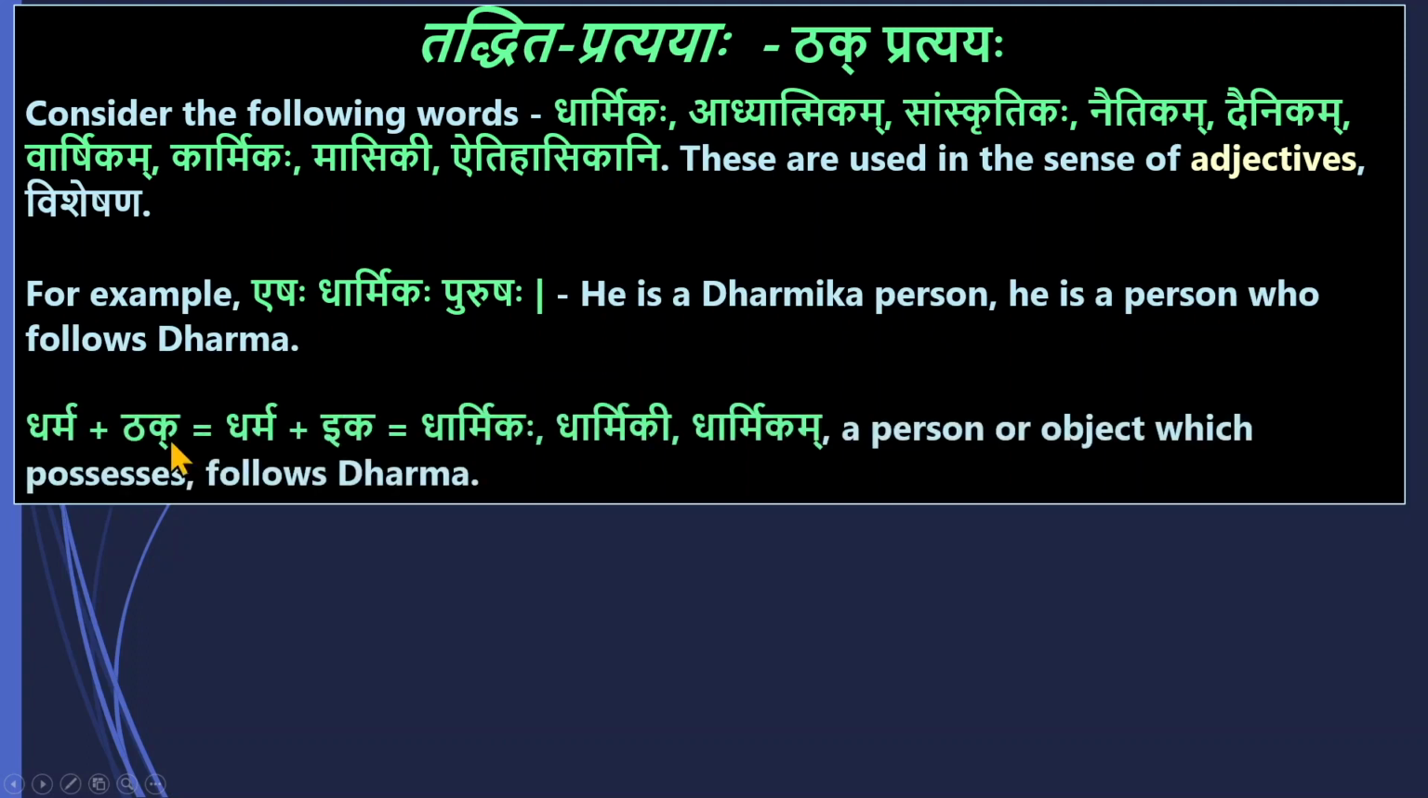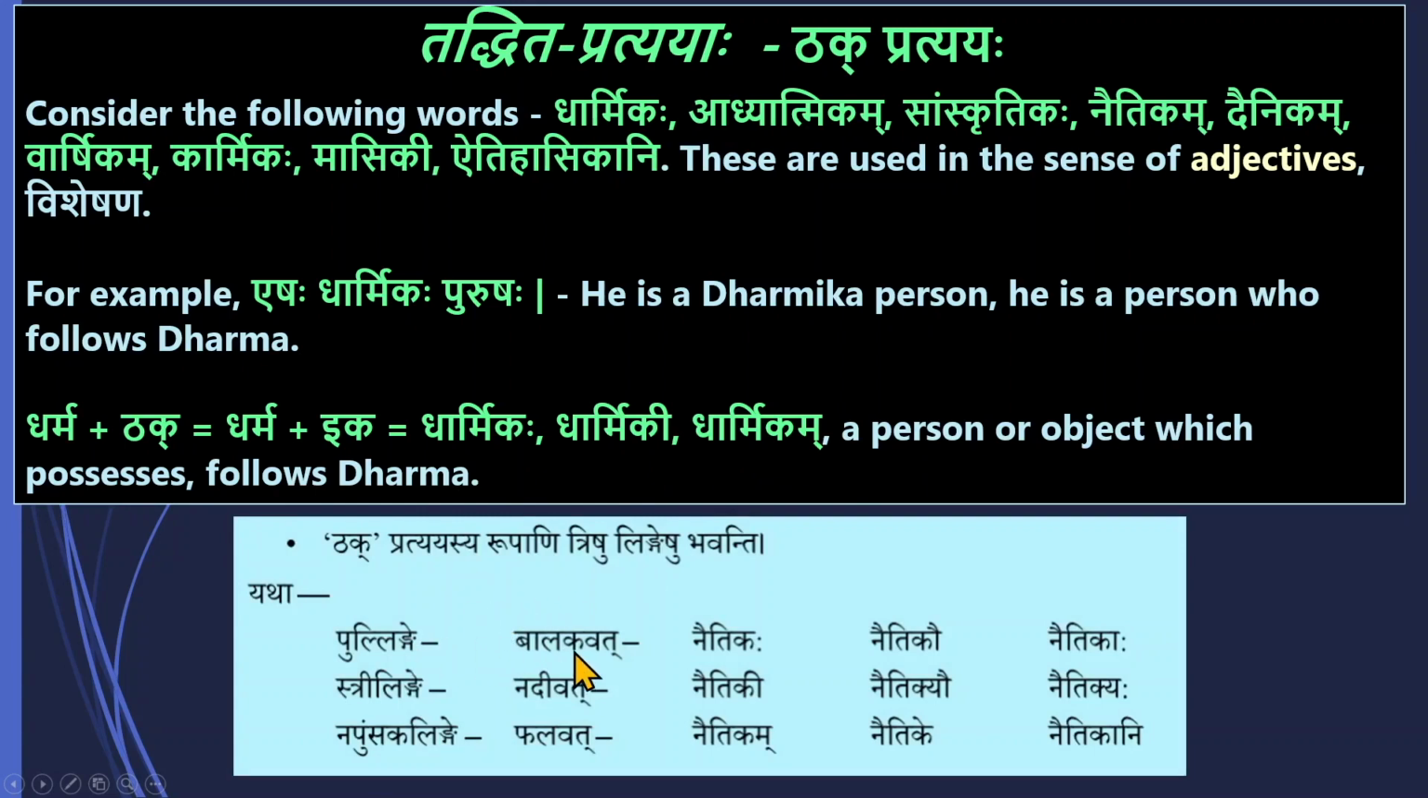Dharma plus thak. When you add dharma plus thak, it becomes dharma plus ika, which is dharmikaha. Dharmikaha is in pullinga, dharmiki is in strilinga, and dharmikam is in napumsakalinga. A person or object which possesses or follows dharma. Dharmikaha, dharmiki, dharmikam.